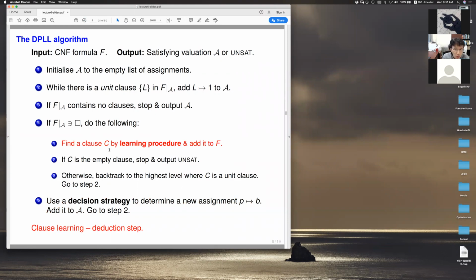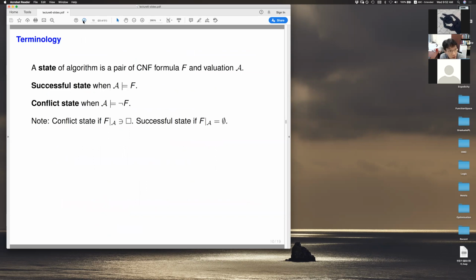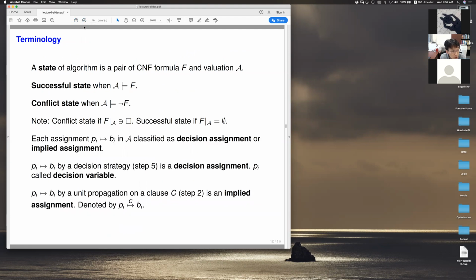And this learning also will involve deductions. In particular, the learning algorithm we're going to talk about will involve the resolutions that we learned before. So let's go through each of these steps one by one. But before doing so, we need to introduce some terminology. The two terminologies I want to introduce are related to states and decisions: decision assignments, decision variables, and so on. So, the notion of states.